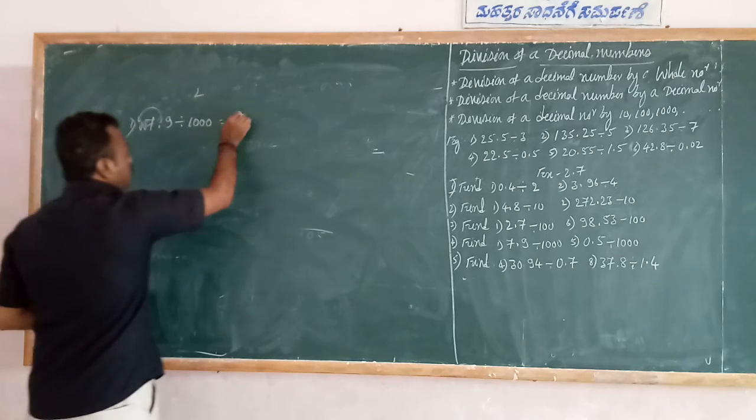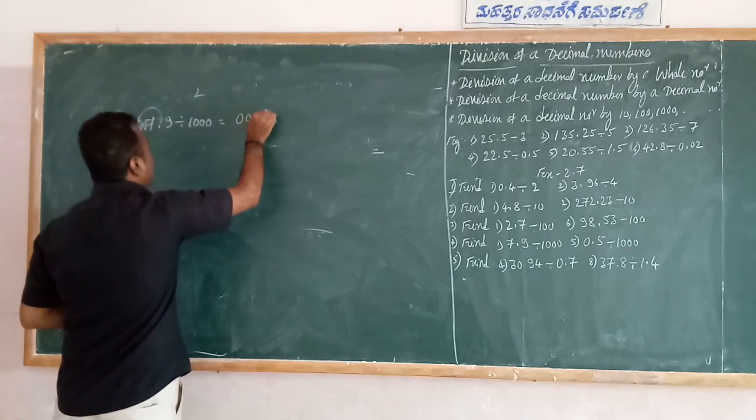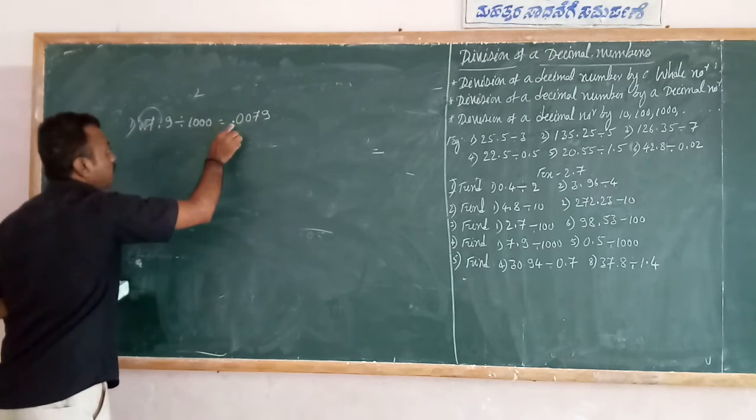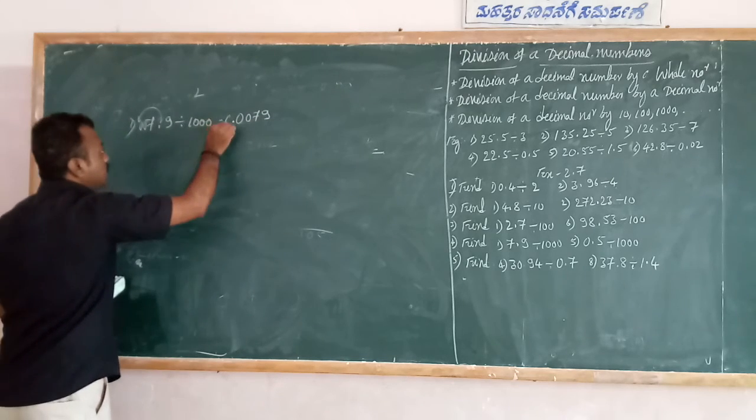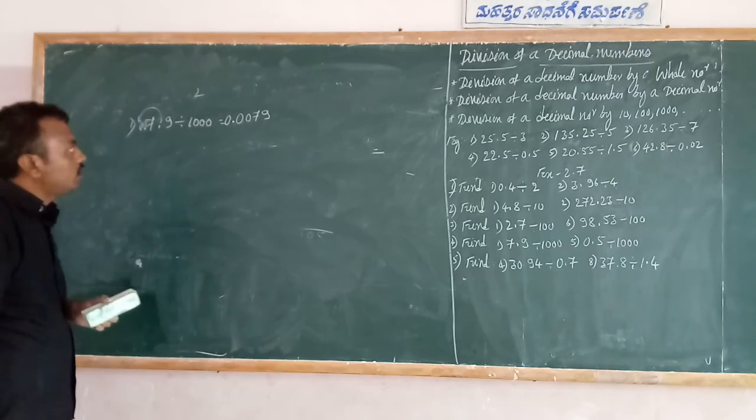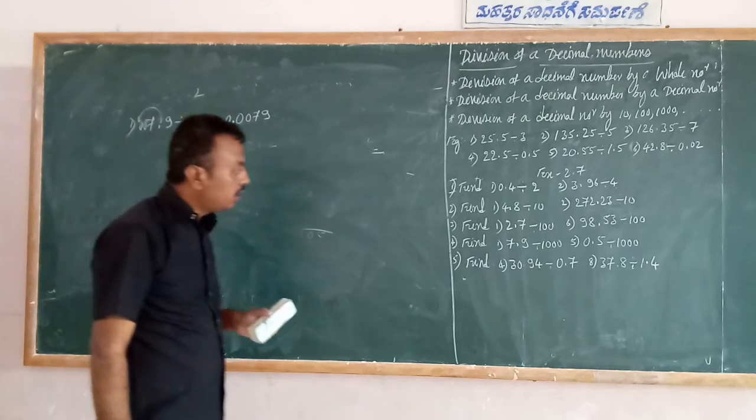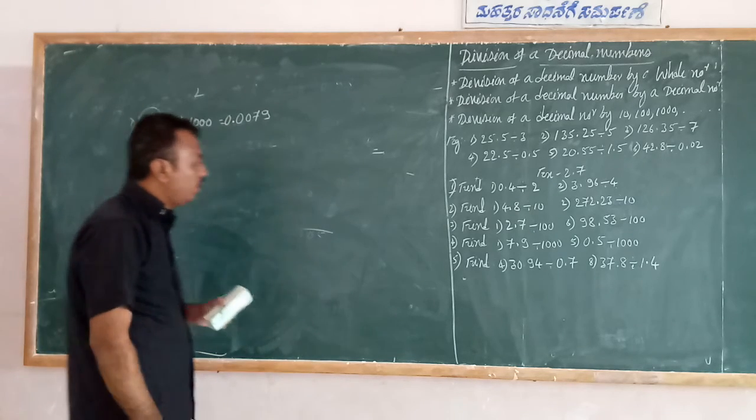Okay. So 0079. So the point comes to here. Nothing is there, which means here 0. The answer becomes 0.0079. Okay, like that. So next one, 0.5 divided by 1000.